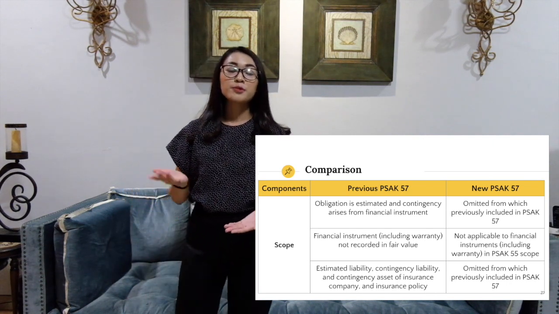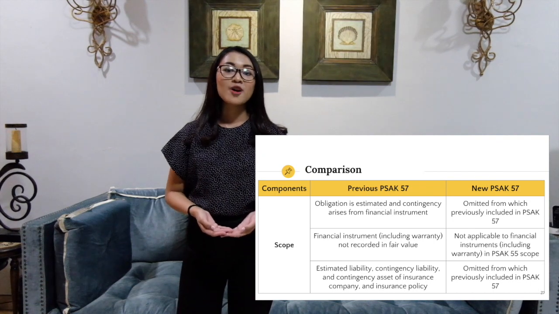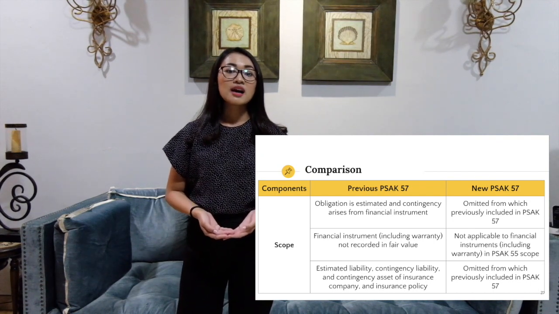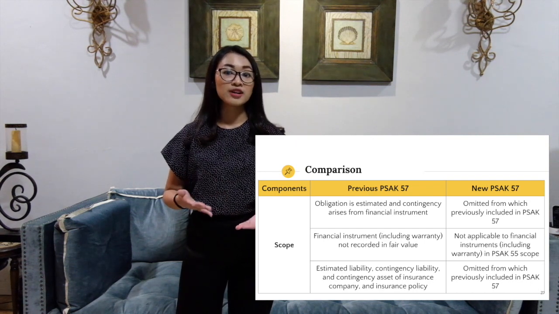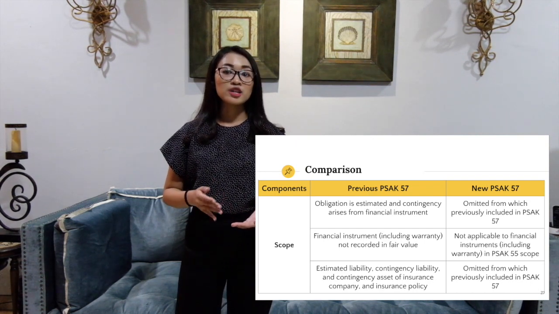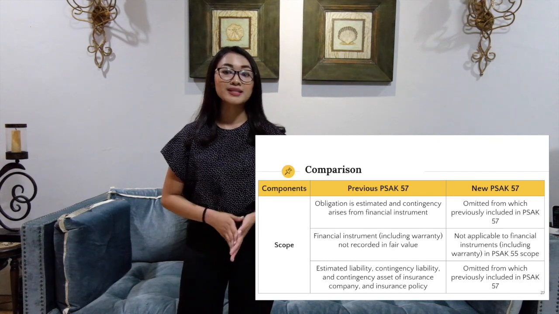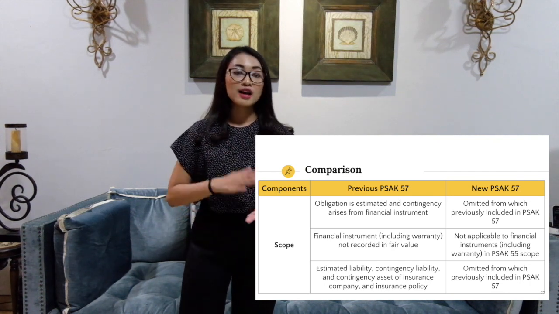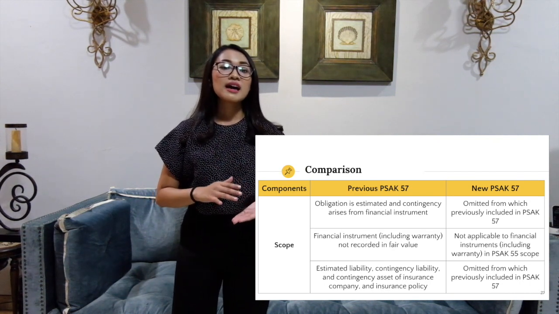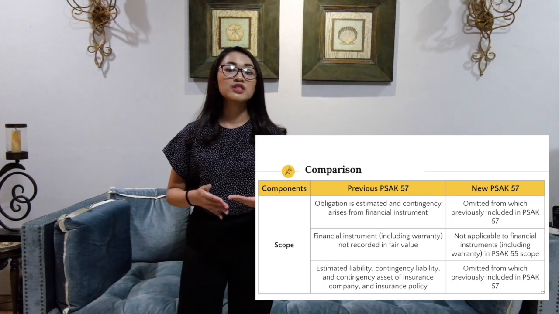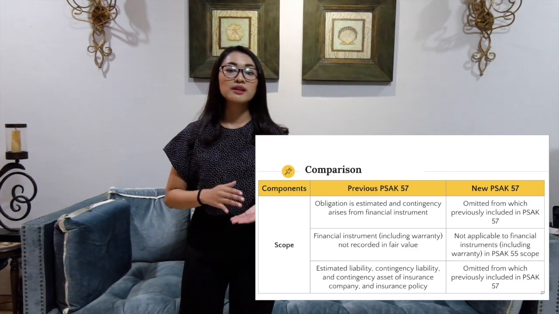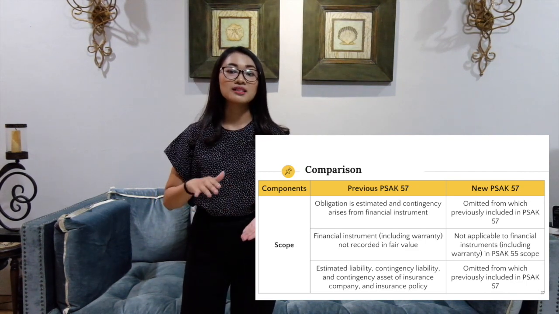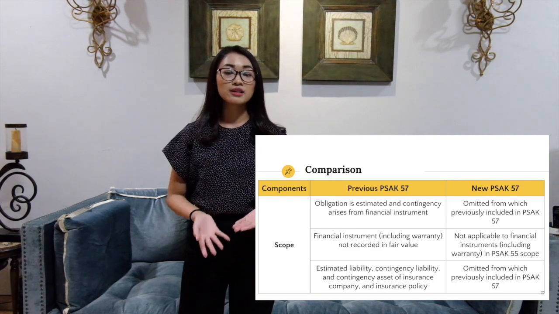So in the previous PSAK 57, financial instrument including warranty is not recorded in fair value, whereas in the newer version of PSAK 57, it is not applicable to financial instruments including warranty in PSAK 55 scope. And the last one in the scope component is the estimated liability, contingency liability, and contingency asset of insurance company and insurance policy is included in the previous PSAK 57, whereas in the new PSAK 57, it is omitted.